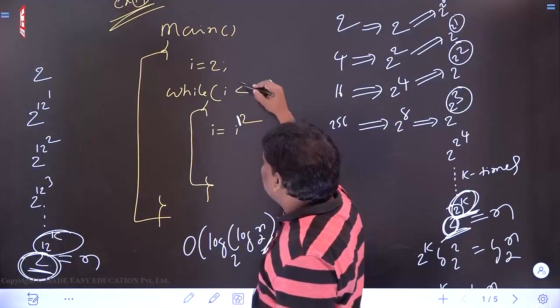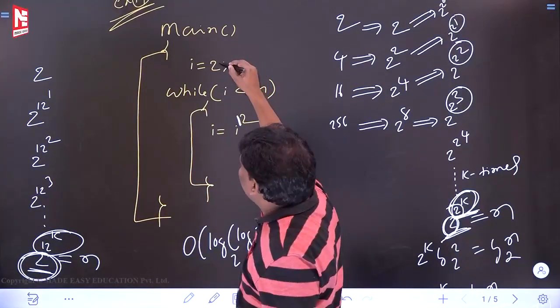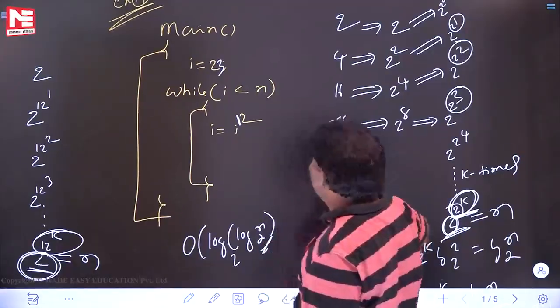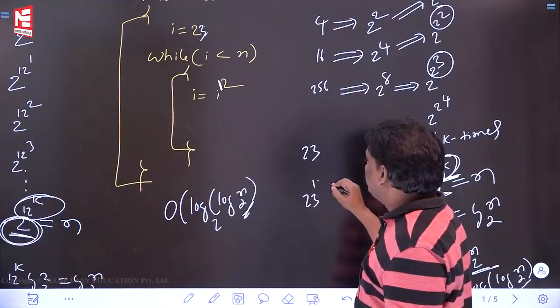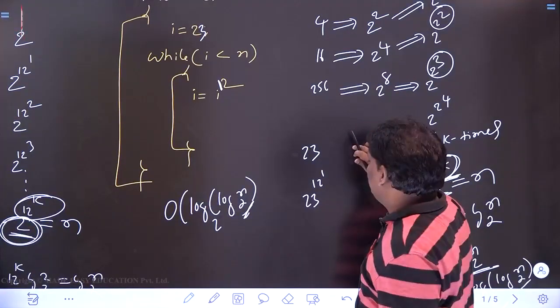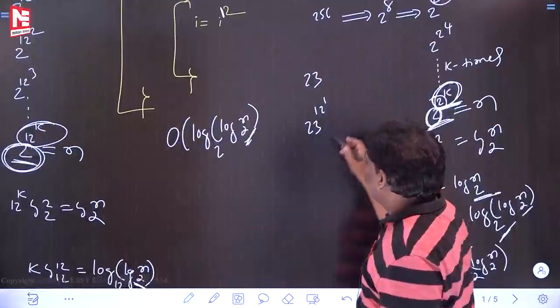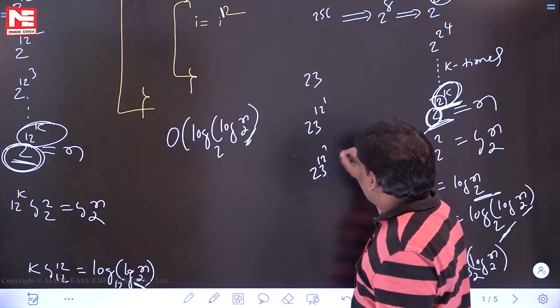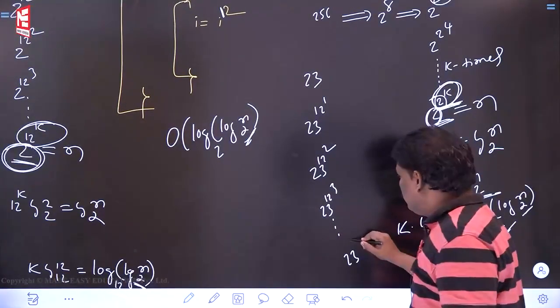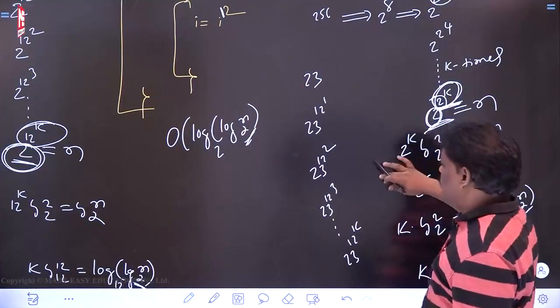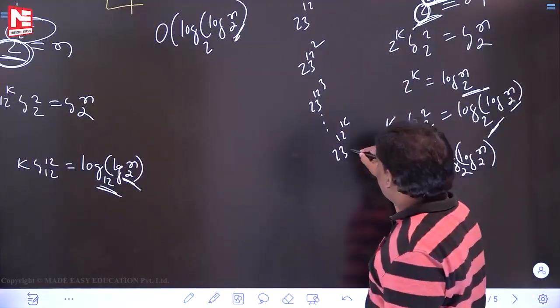Now some people are asking me, right, what is the answer of this problem? Same thing is there, assume that this is not 2, it is 23. Then what is the answer? If it is 23, what will happen? First 23, next 23 whole power 12 power 1. If you want, you can check. Next one, 23 12 square, 23 12 cube and so on, 23 12 power k is equal to n.